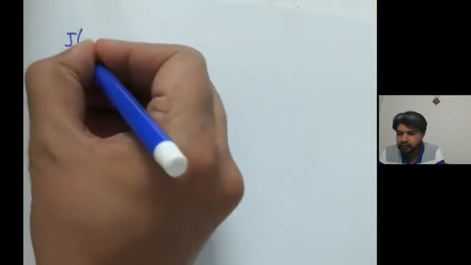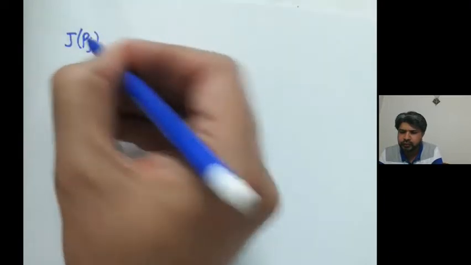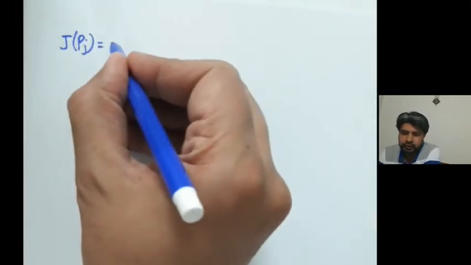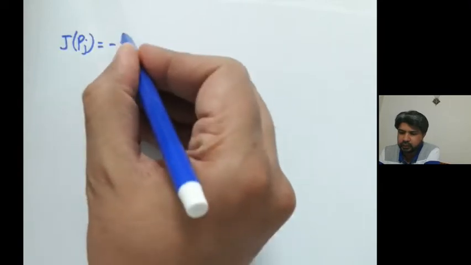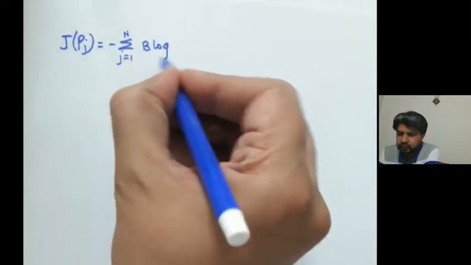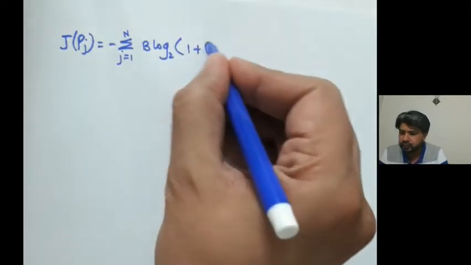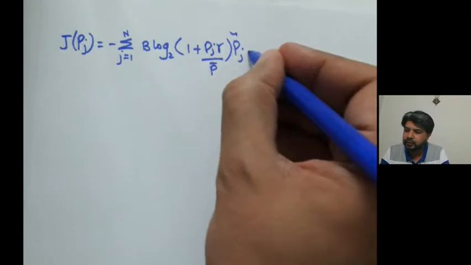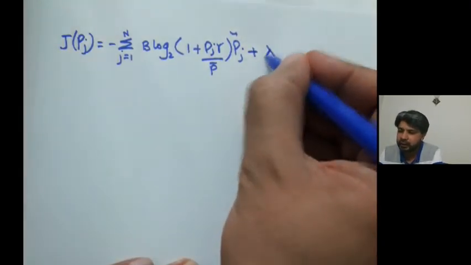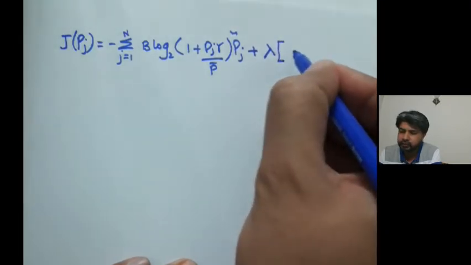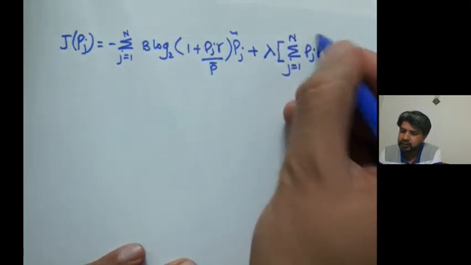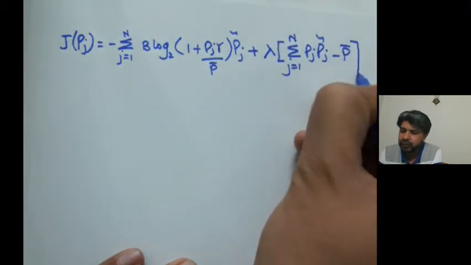The Lagrangian function, J, so J is the letter used in your textbook, would be a function of your optimization variable, which is Pj here, and that would be equal to your objective function, that is minus summation j equals 1 to capital N, B log base 2 of 1 plus Pj gamma over P bar times Pj tilde, plus some Lagrange multiplier, we call it lambda, times your constraint function, which is summation j equals 1 to capital N, Pj Pj tilde minus P bar. And that is your Lagrangian function.